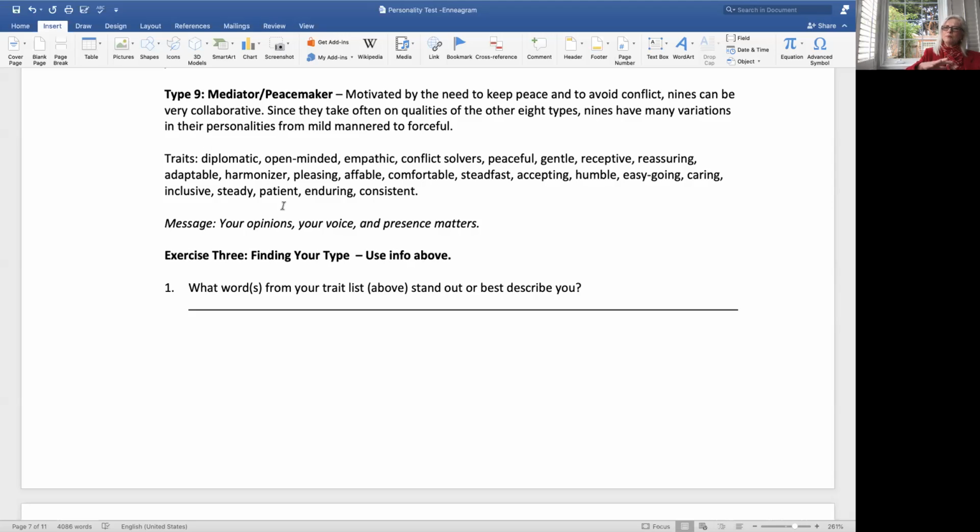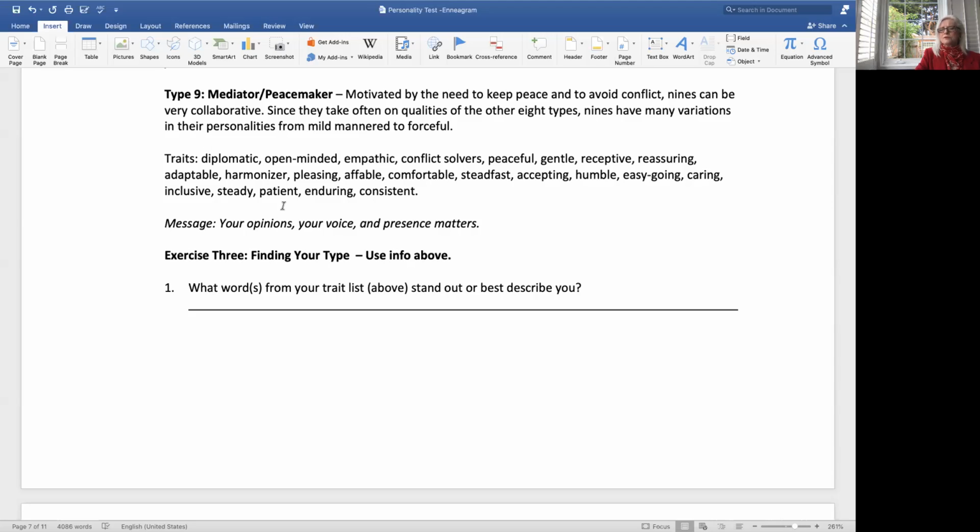So having a peacemaker in the group can be extremely helpful because they're generally very, very patient and very enduring. They stay the course. But the message to the 9 is that your opinions and your voice and your presence matter. So don't be afraid to express your opinions. Don't be afraid to have a voice. Just by being present, you do matter. And you don't have to over-adapt in order to keep the pace and to be a key contributor.